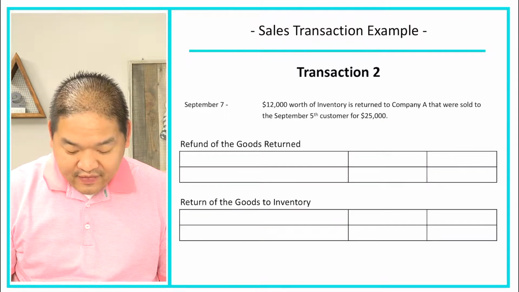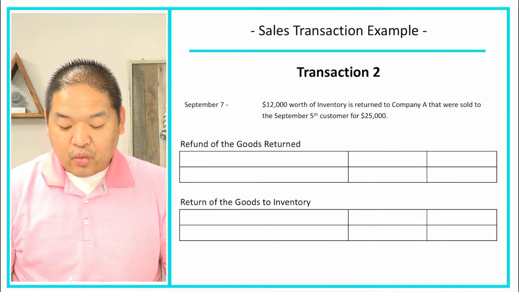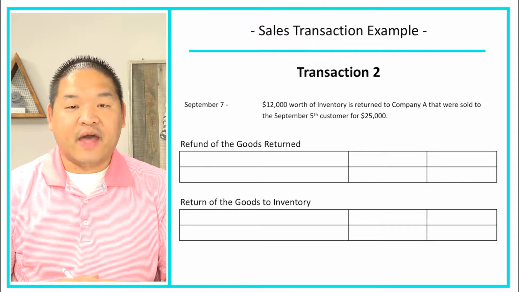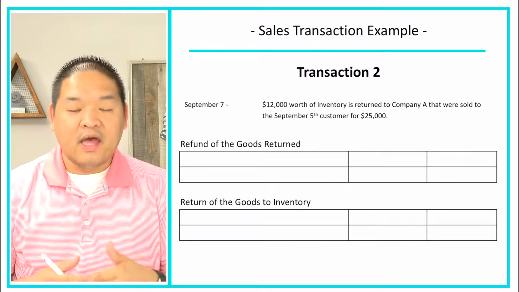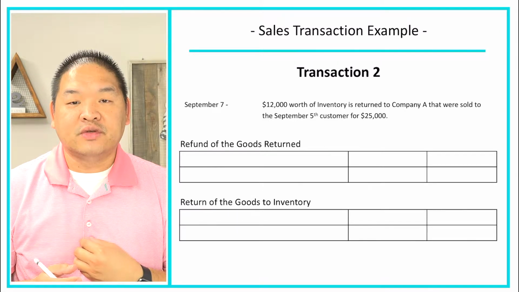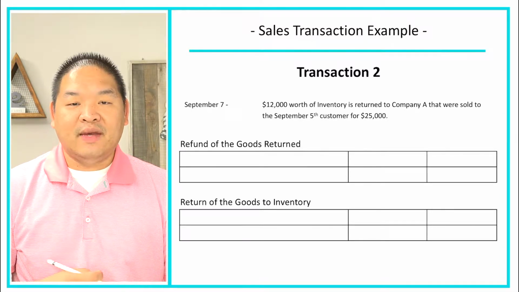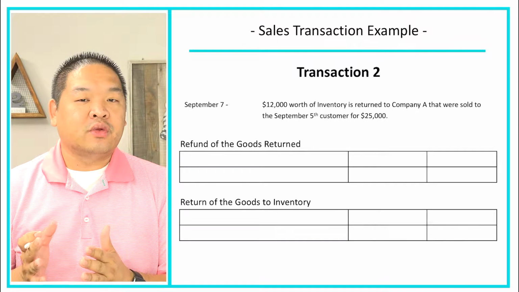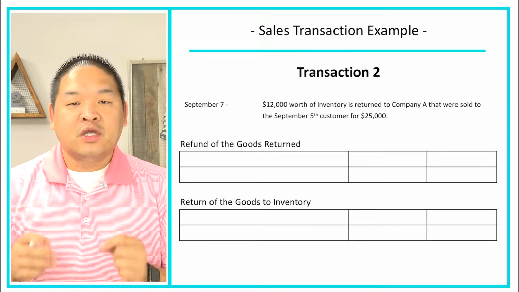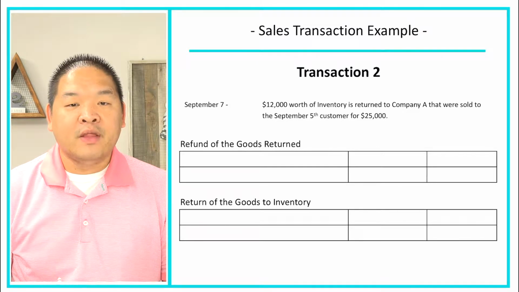Moving on to September 7th. September 7th, $12,000 of inventory was returned to Company A that was sold to the September 5th customer for $25,000. So what this basically is saying is that we received back $25,000 of merchandise that originally cost us $12,000. So that customer didn't want it. So we're going to accept that return. We need to reverse the entries that we did, but we're not going to reverse it for the full amount. The customer only returned $25,000 of the $250,000. So we're only going to reverse $25,000 worth of merchandise rather than the $250,000 that we just did in the last entry.